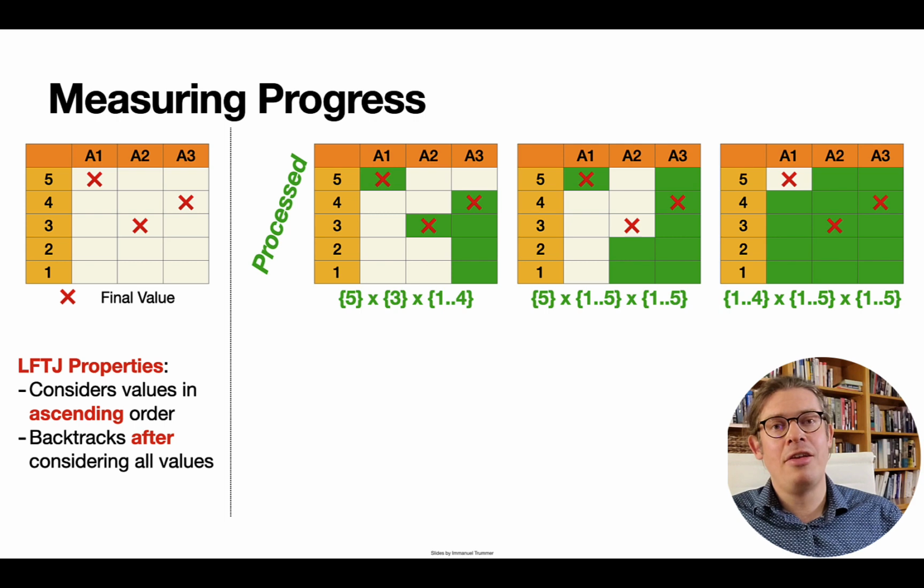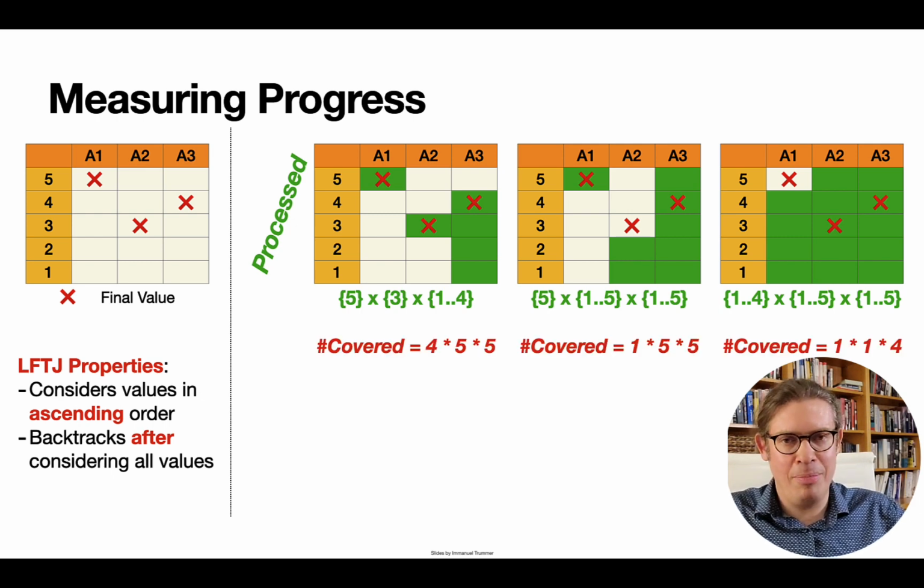Now we have calculated the scopes that the algorithm has explored during a single episode, and based on that I can calculate a volume in terms of the number of value combinations that the algorithm has explored in the current episode. So here I only need to multiply the number of values considered for each of the 3 attributes.